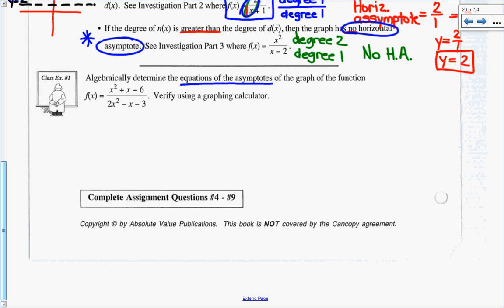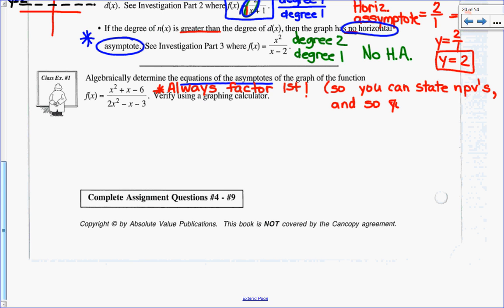Now the very first thing you always have to do is first factor. So let's make ourselves a note. Always factor first. And there are 2 reasons for this. Okay, so you can state those non-permissible values, because you always state non-permissible values from the factored form because you can just read it right off. And so that you can see if anything cancels.